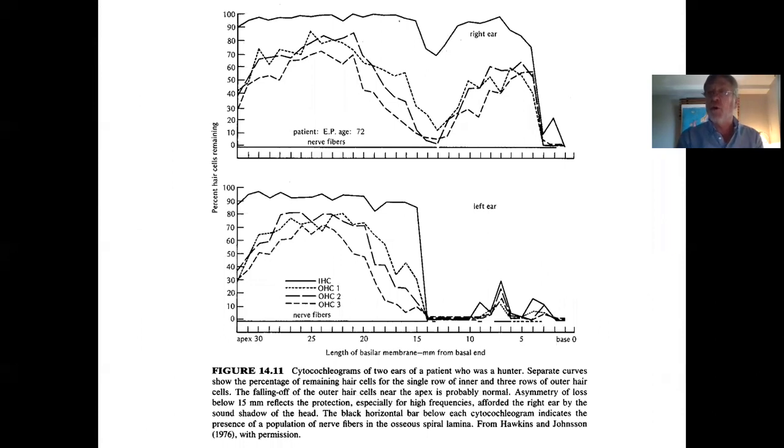Okay, and when you hold a rifle with the right hand, it's the left ear that's going to be most exposed to the barrel and gets most of the noise. And so the hair cell damage is most pronounced in the left ear of this right-handed hunter. So noise is the second most common cause of hearing loss out there.